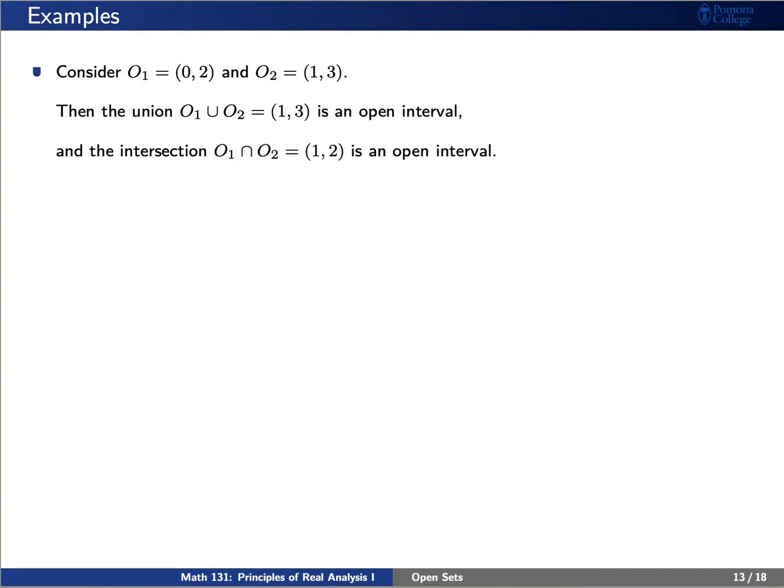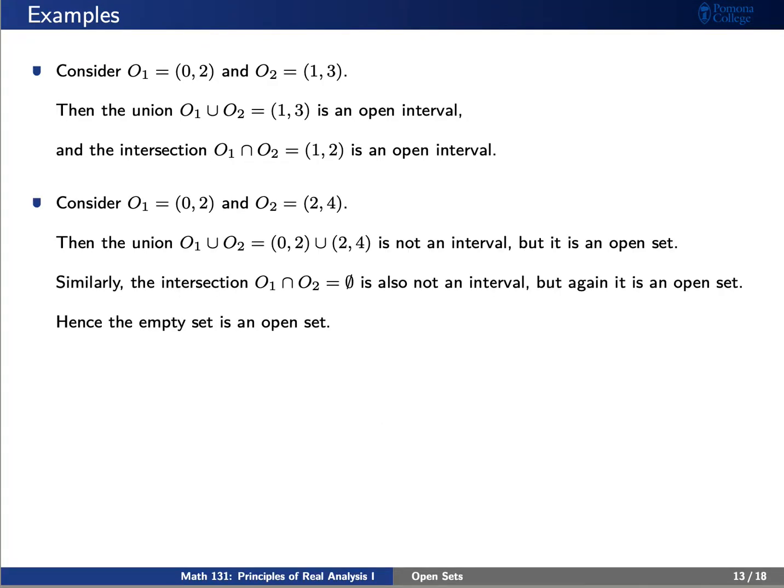Before we go any further, let's try to write down a few examples of what's going on here. Let's say that O sub 1 is the open interval from 1 to 2, and O sub 2 is the open interval from 1 to 3. Then the union is the open interval from 0 to 3, and the intersection is the open interval from 1 to 2. So the union and the intersection are not only open sets, but they're actually open intervals.